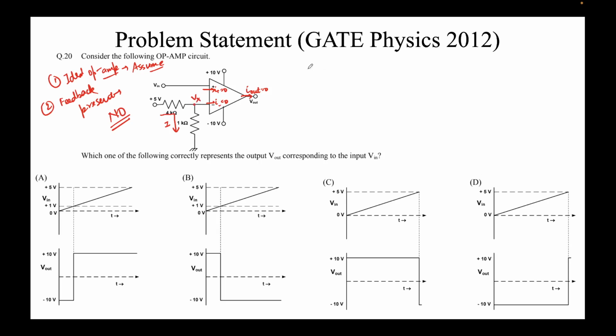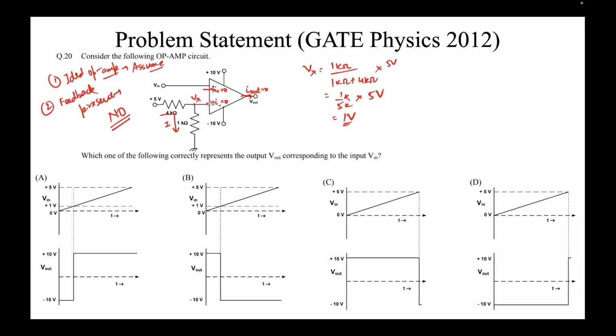Now we can simply write the value of Vx as 1 kilo ohm divided by 1 kilo ohm plus 4 kilo ohm times the input voltage, that is 5 volts. So this will come out to be 1k by 5k into 5 volts, which is nothing but 1 volt. So the value of Vx at this node is 1 volt. Now this Vx will serve as the reference node.